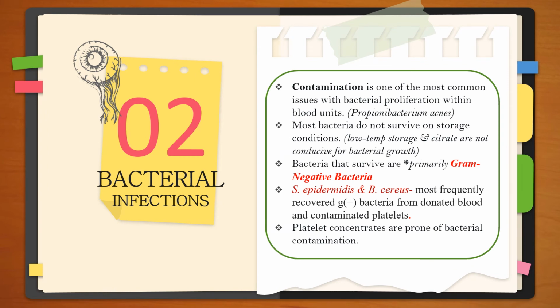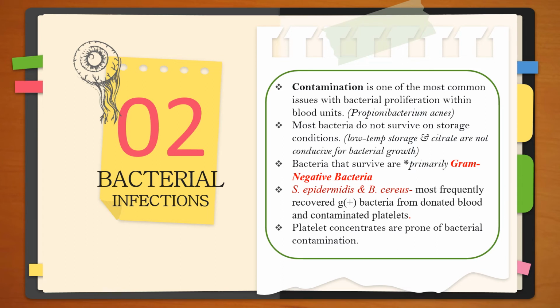Next, we have number two, bacterial infections. Contamination due to technical errors is one of the main reasons of bacterial proliferation within blood units. Propionibacterium, class, is a normal skin microbiota and was one of the most common bacterial contaminants in red blood cells. Most bacteria do not actually survive storage conditions, most particularly due to the low temperature storage and the citrate anticoagulant which inhibits bacterial survival.